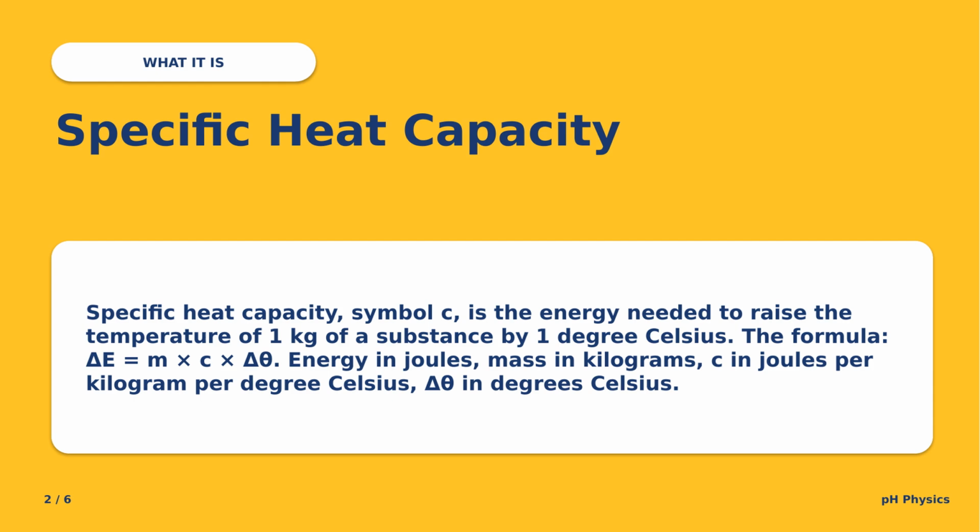Specific heat capacity, symbol small c, is the energy needed to raise the temperature of 1 kilogram of a substance by 1 degree Celsius. The formula: delta E equals mc times change in temperature, with energy in joules, mass in kilograms, c in joules per kilogram per degree Celsius, and change in temperature in degrees Celsius.